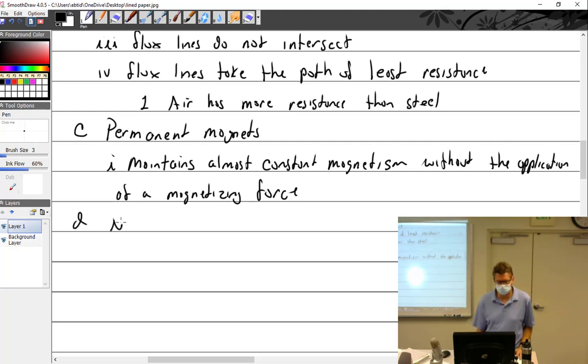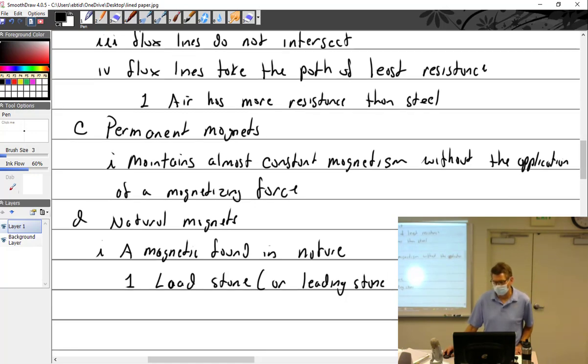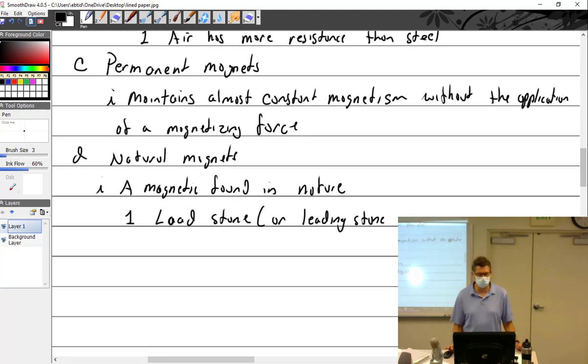Well, there's natural magnets, which brings me around to the first magnets they ever found. They called them lodestone. So natural magnets: a magnet found in nature. Why was lodestone funny? It's spelled L-O-A-D, lodestone, or leading stone. Once you call it a leading stone, you can see where it got its name from. They figured out that if you suspend the lodestone by a string, it would always point towards north.